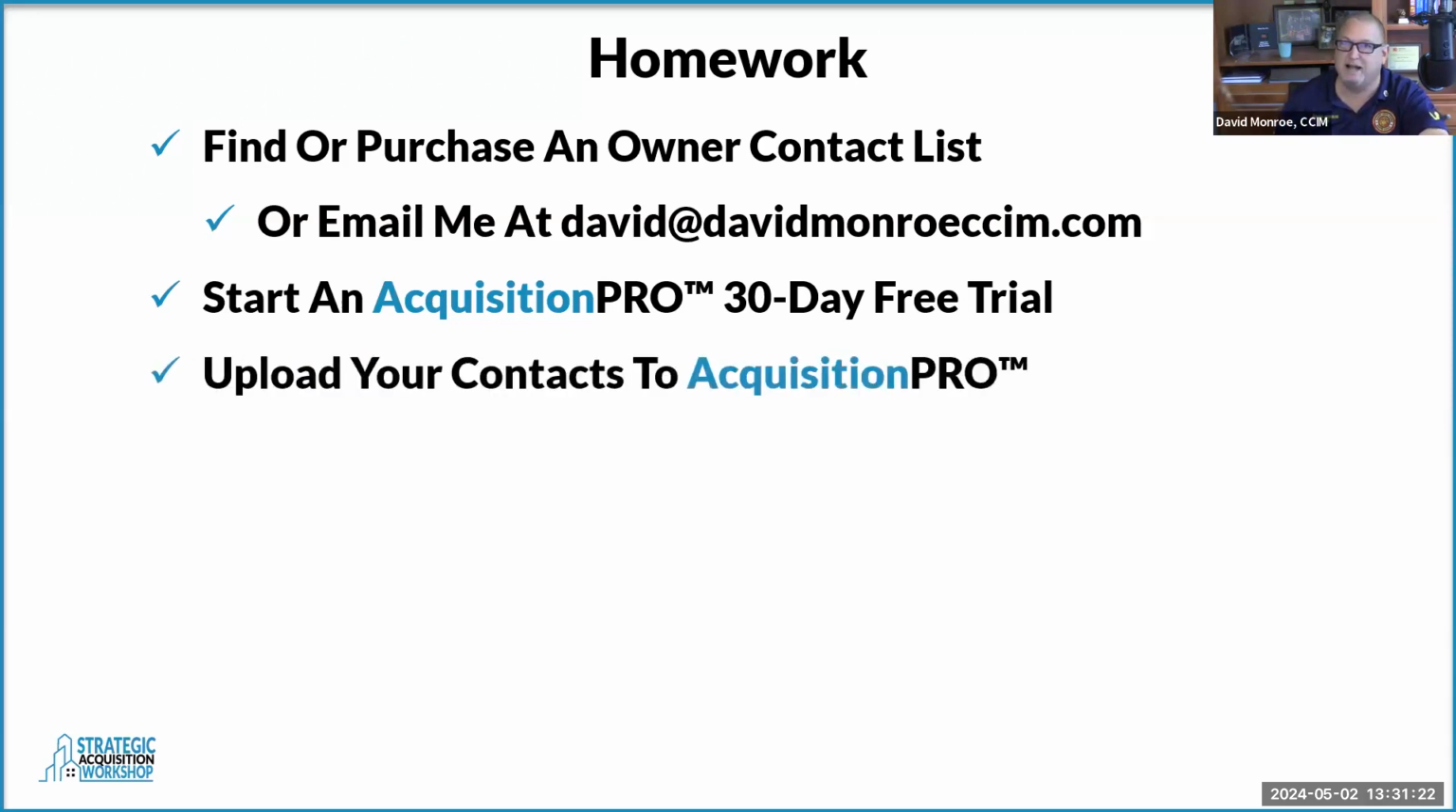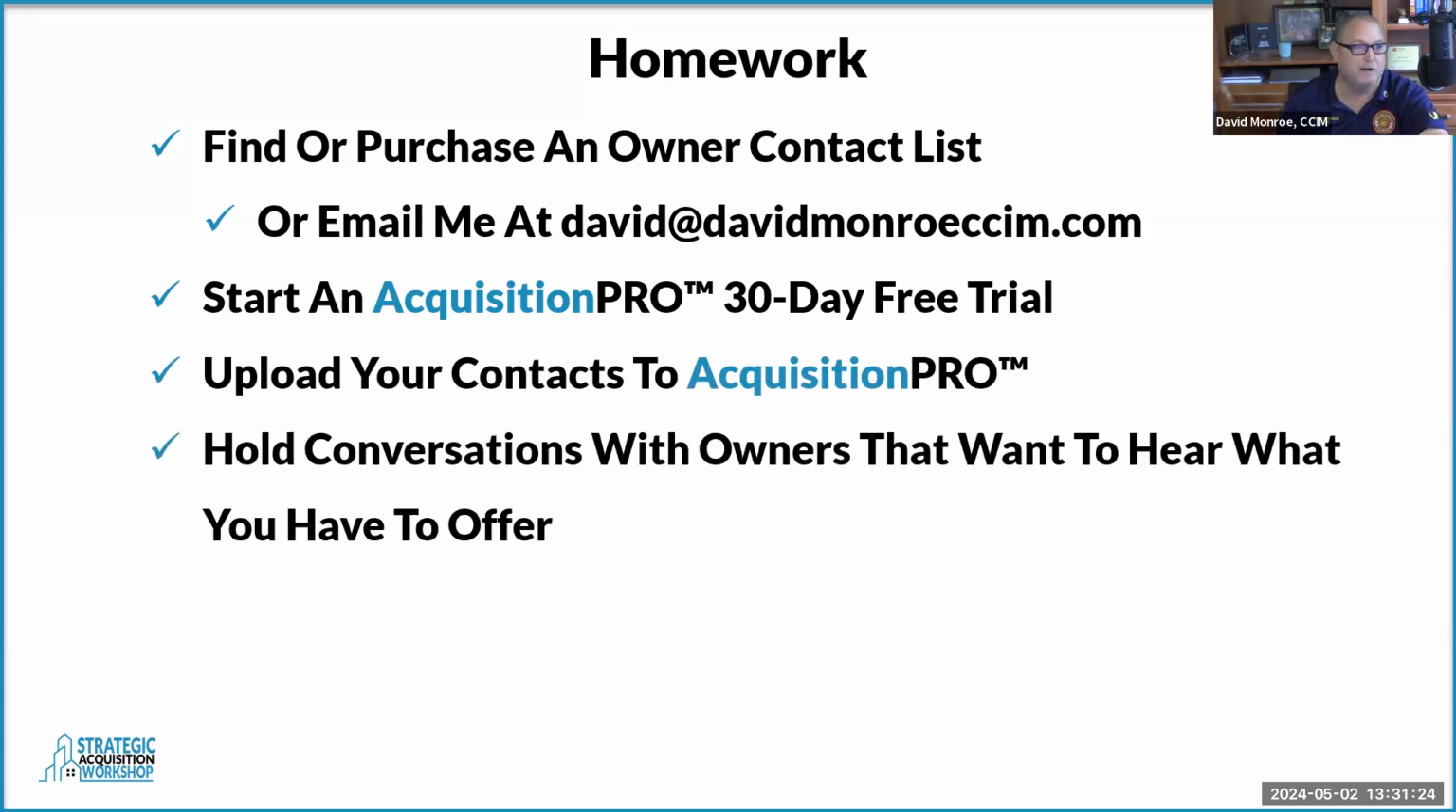Upload your contacts to Acquisition Pro once you get your account, and then hold conversations with owners that want to hear what you have to offer. Look, as soon as you add that tag, let's say you want to do 50 owners that day, and you select 50 owners to send through your messaging, as soon as you do that, that's it. You're done. You don't have to touch anything else. Acquisition Pro will do the rest for you. So you're only having conversations with people that want to talk to you.